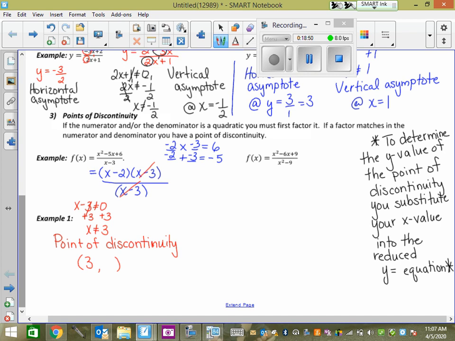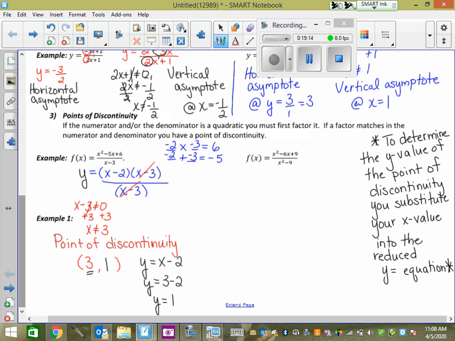So my reduced y equals equation technically is this. It's y equals x minus 2 because these canceled off, right? So now I'm going to take the reduced equation y equals x minus 2 and plug the 3 in for x. So I'm going to get y equals 3 minus 2, y equals 1. So I have an open dot at 3, 1.